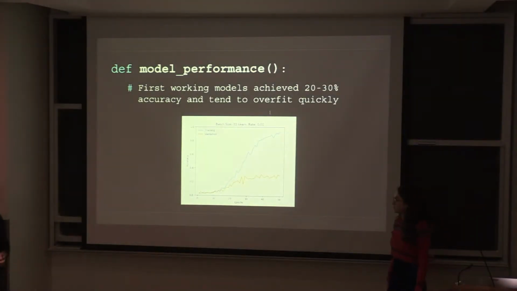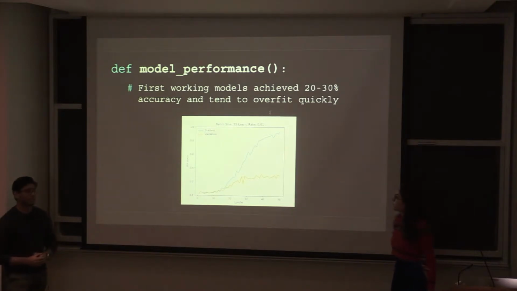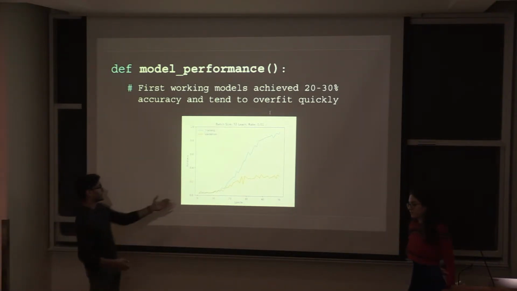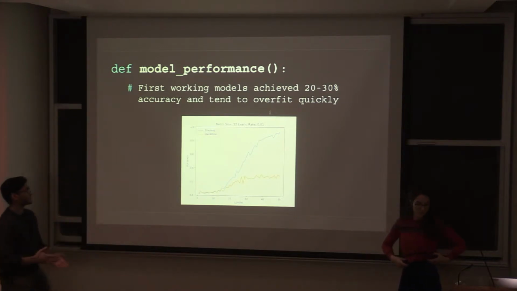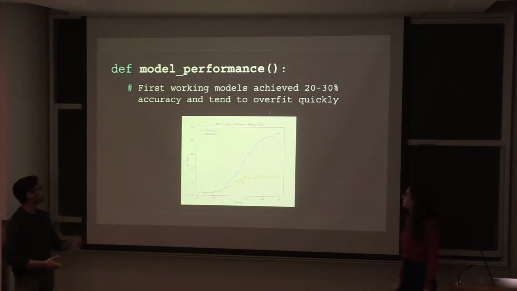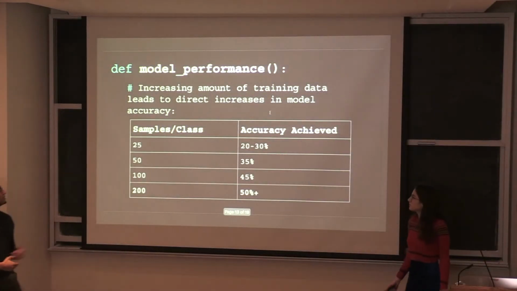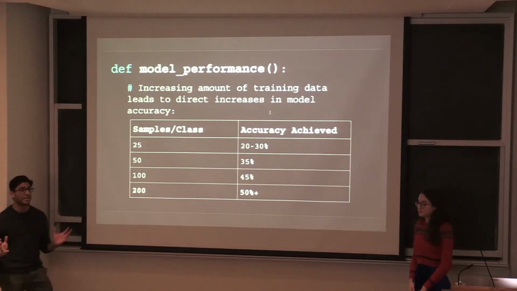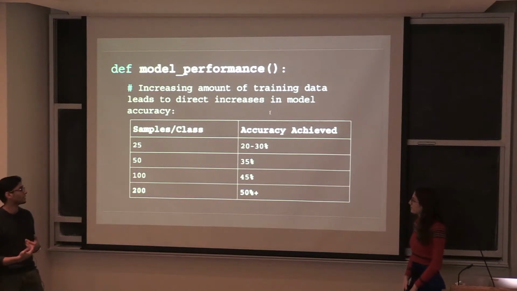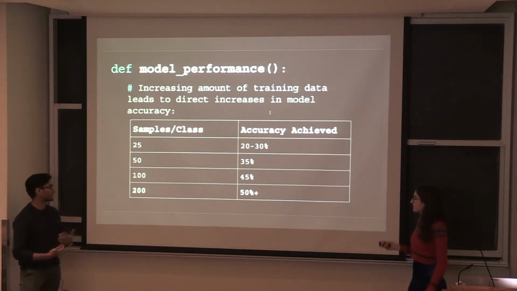So our first working models achieved about 20 to 30% accuracy, but they tended to overfit quickly. As you can see here, after about 20 to 30 epochs, there's a much larger divergence of the training accuracy and the validation accuracy. To remedy this, on the next slide, we go into increasing the number of samples we're taking per class. As I mentioned before, there are 3,000 samples per class, but that's too many to actually load into our computer or the cloud without increasing the amount of RAM that we have.